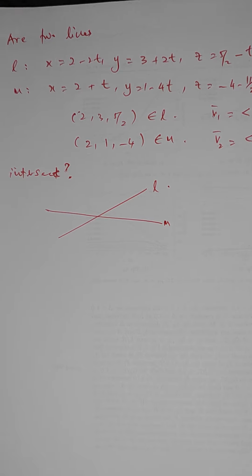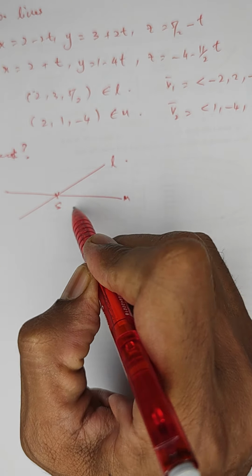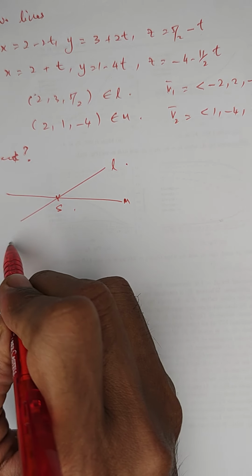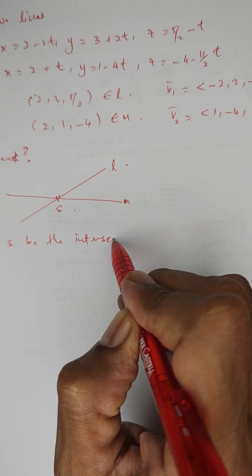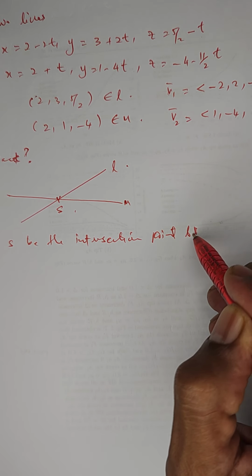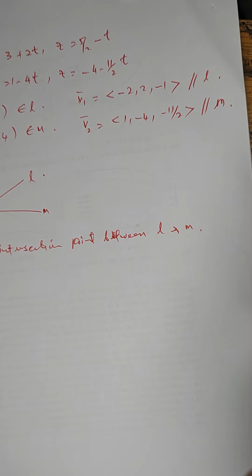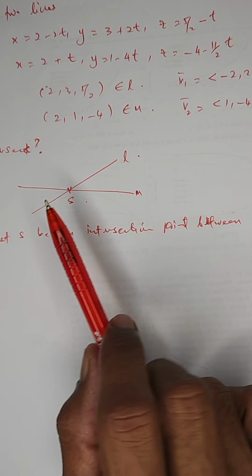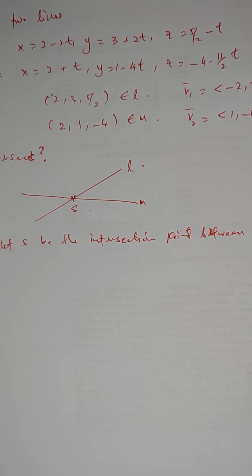So in order to show this, let's consider S as an intersection point. Let's say this point is S. Let S be the intersection point between lines L and M. So what does it mean? It means that the point X, Y, Z for L and the point X, Y, Z for M are the same. They should be the same.